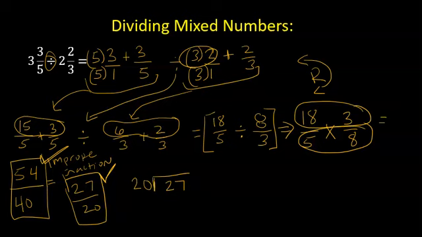Think of this as a little house. The 27 is inside the house. The denominator, that's the bottom number. It starts with the letter D for denominator. Think of it like a dog, like the dog lives outside.